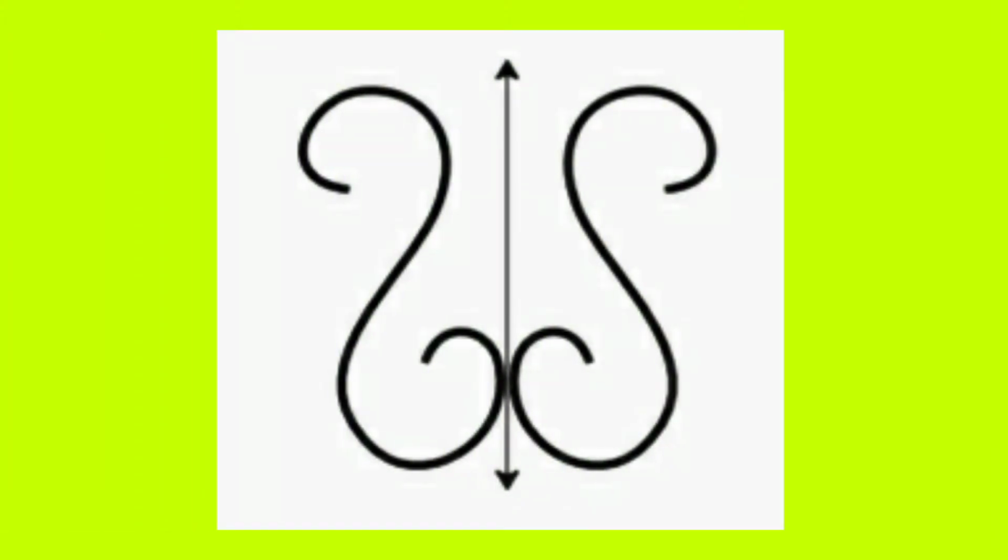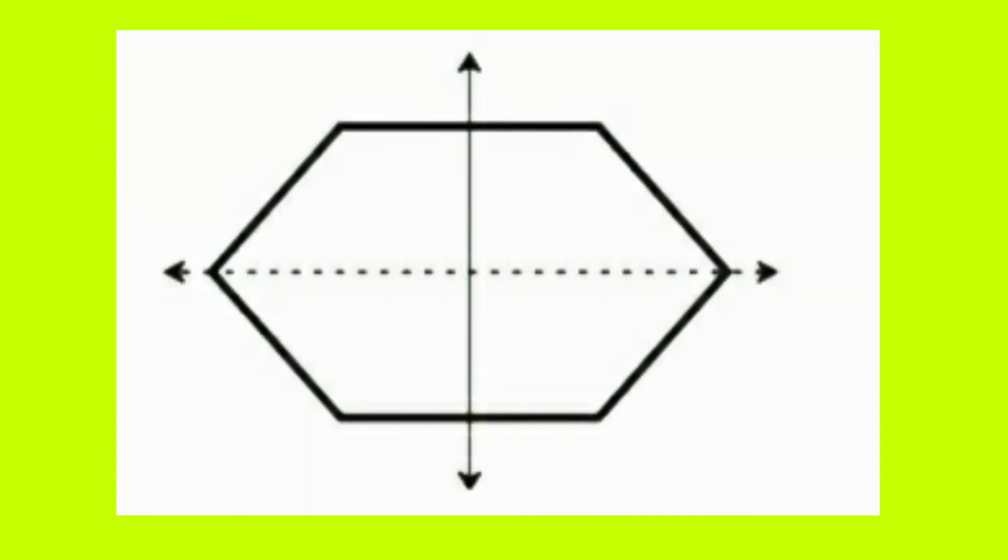Children, as we have seen capital letters A, H and M, similarly in this figure you can observe symmetry. The figures which we studied previously all had one axis of symmetry. Now observe this figure which has two axes of symmetry.